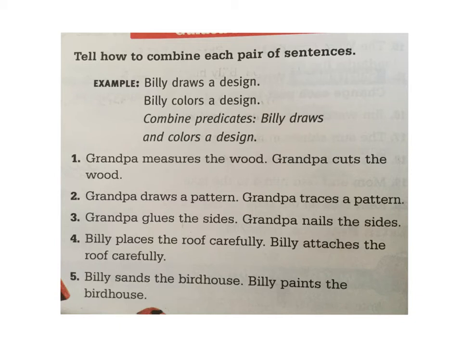Okay, let's look at number 1. Grandpa measures the wood, Grandpa cuts the wood. Both of these sentences have to do with Grandpa and the wood, so we don't want to repeat that. We're going to combine measures and cuts, which are the two verbs, and use the repeating words just once. So that sentence would become: Grandpa measures and cuts the wood.